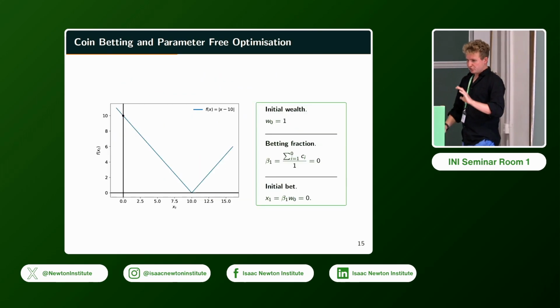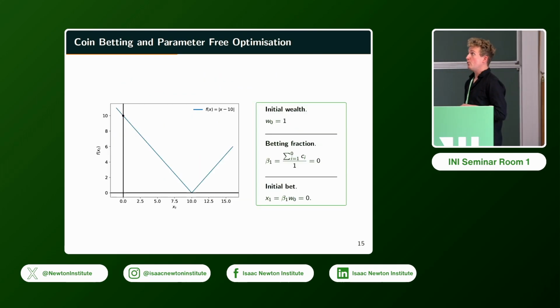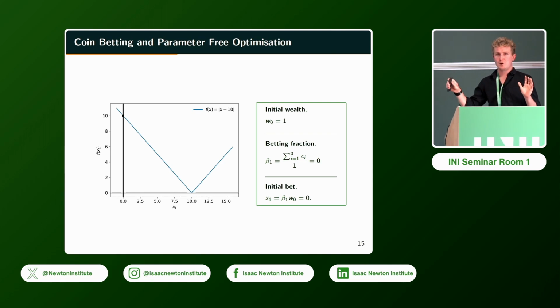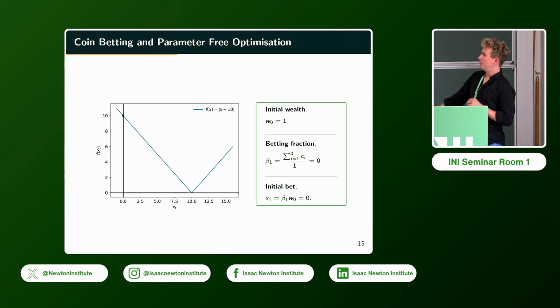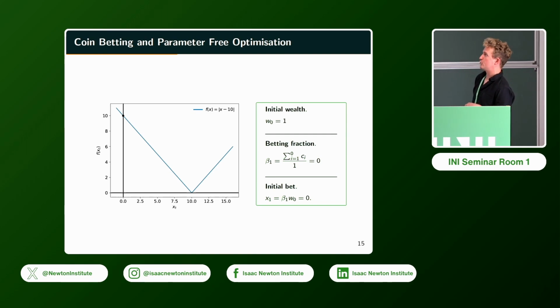Okay, just to give a little bit of intuition for how this works, I'm going to run through what the algorithm looks like in a very simple example. Here we're trying to minimize the function absolute value of x minus 10. So the minimizer is, of course, at the point x equals 10. We're going to set the initial wealth as 1. And let's look at what all the quantities in the algorithm update look like.